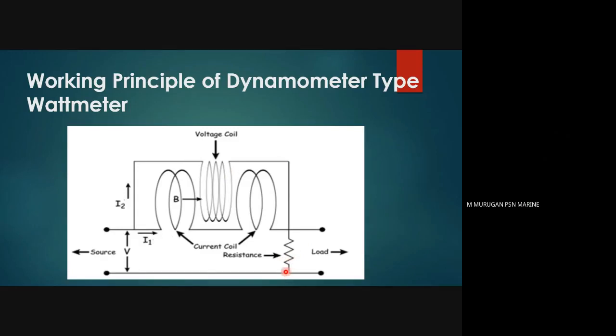So why are we using two coils in a dynamometer type wattmeter? Actually, what is the use of a wattmeter? A wattmeter is used to measure the power value.